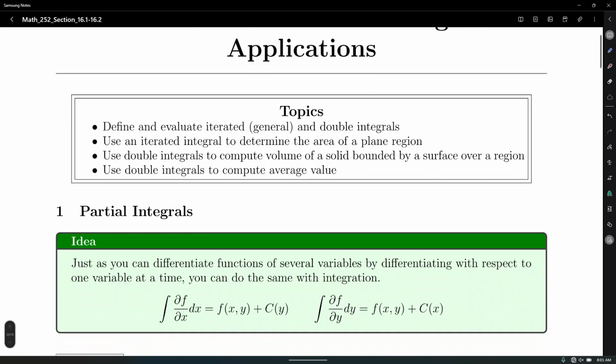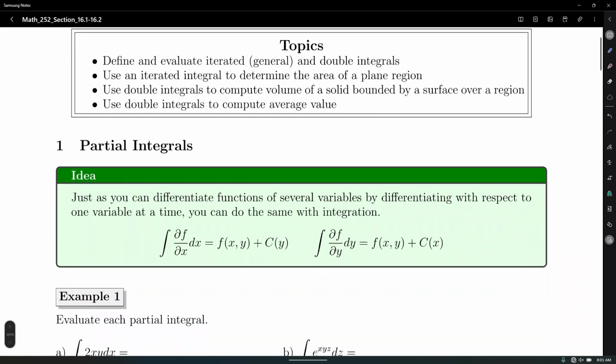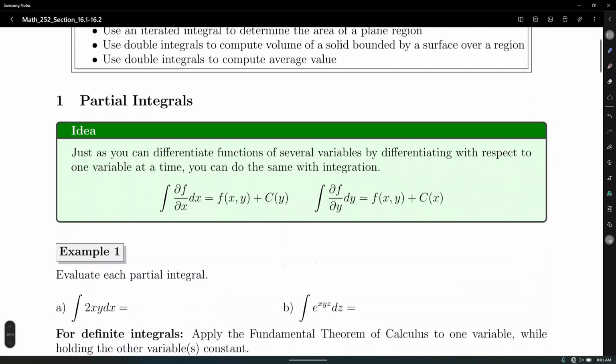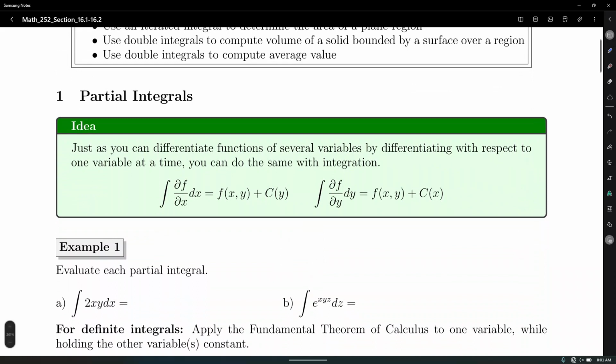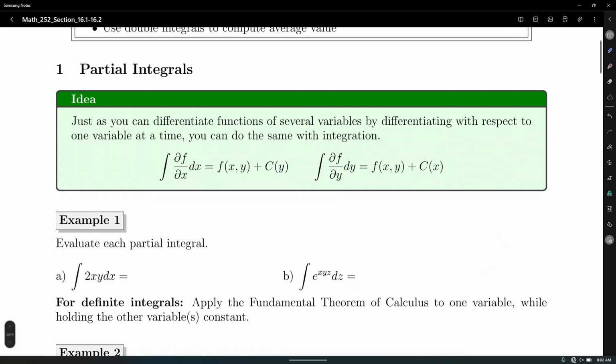All right, so first of all, how are we going to go about double and triple integrals? Well, in a similar way we did partial differentiation, we will do what we call partial integration, for which we will integrate with respect to one of the variables at a time. In a similar way, we differentiated with respect to x, separately we differentiated with respect to y, etc., for all the variables we have. All right, what else?